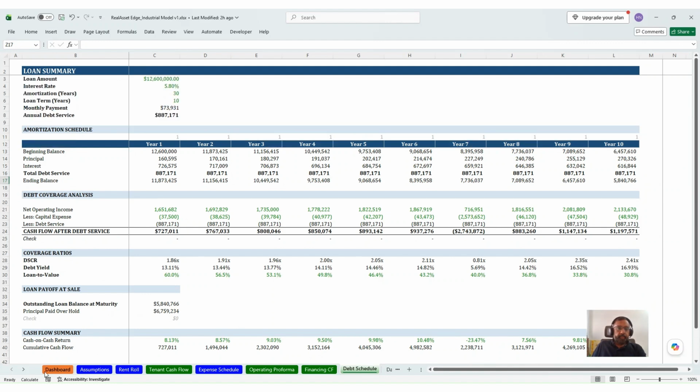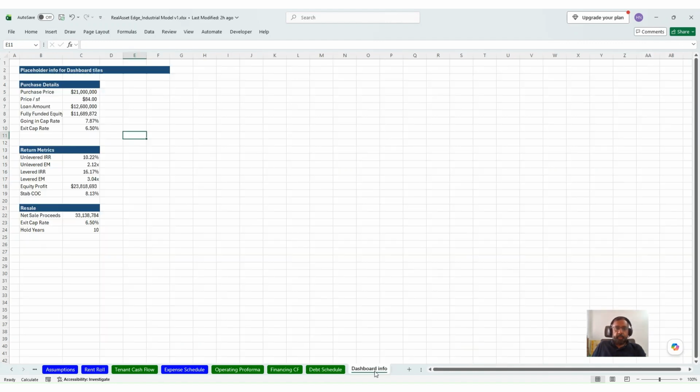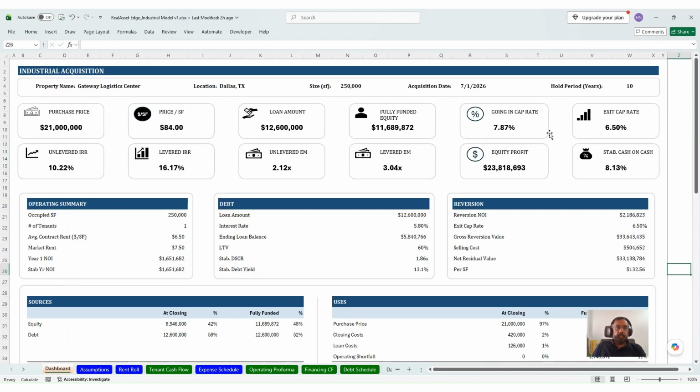The next tab is actually a supporting tab so that I can have all the KPIs which are required to be displayed on the dashboard KPI cards. These KPI cards are dynamically updated based on any number change that happens in the model. Here I've included the purchase price, loan amount, going-in cap, and the equity needed, and all the return metrics which are unlevered IRR, levered IRR, equity multiple, and equity profit on the property.